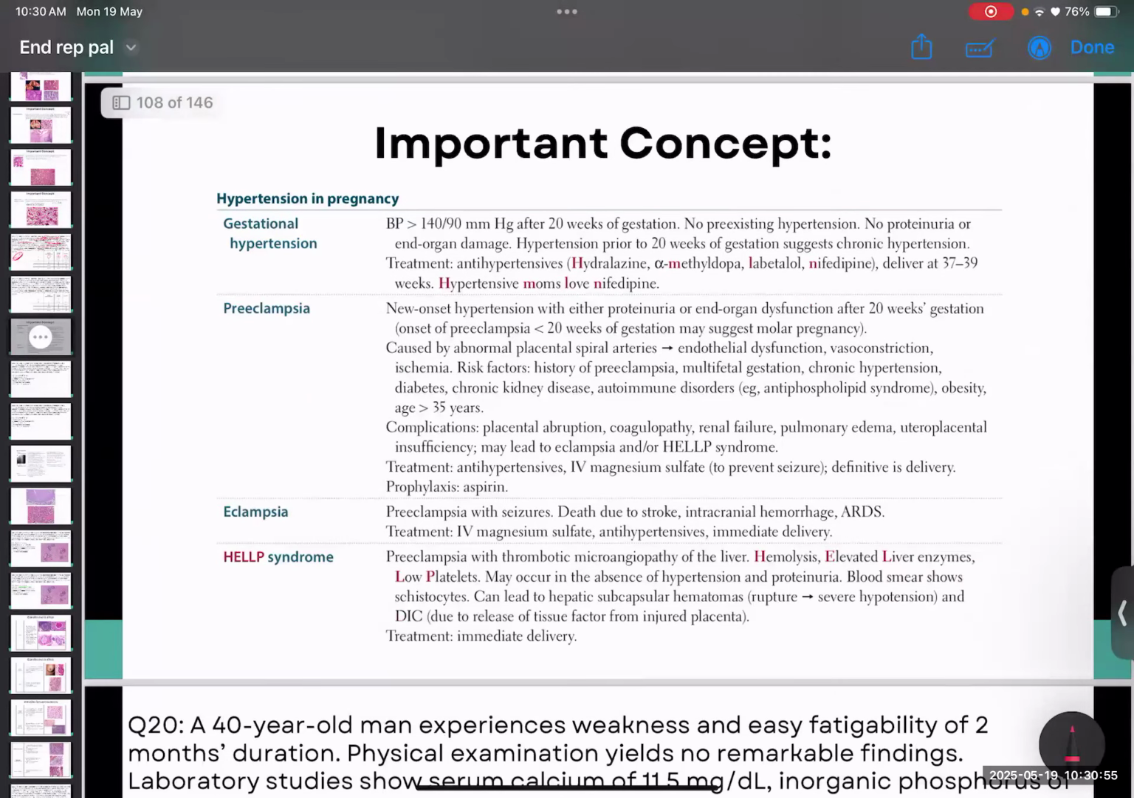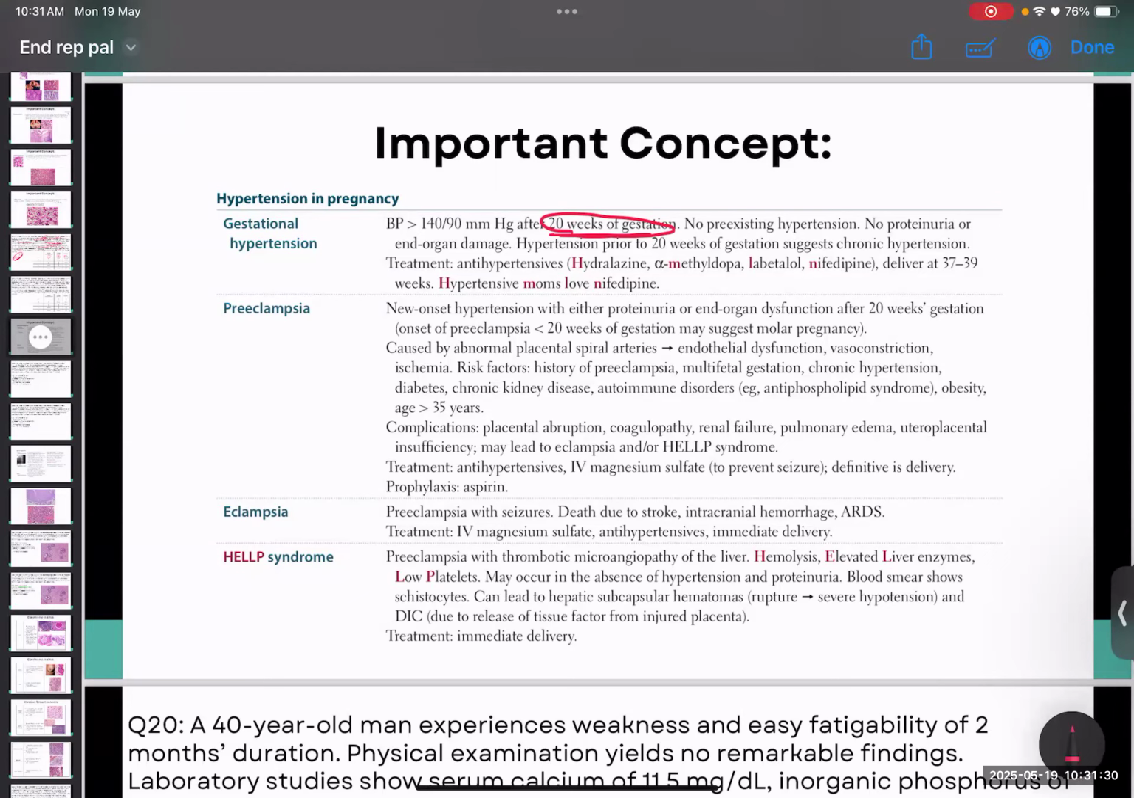And when we're talking about hypertension in pregnancy, we're talking about gestational hypertension. So this is basically just pure hypertension without proteinuria, without end organ damage. And this happens after 20 weeks of gestation. The reason why this cutoff is so important is because if it's before 20 weeks, then it probably means that the patient was already hypertensive and it was just found out during pregnancy. So gestational hypertension is usually after 20 weeks of gestation. And preeclampsia is basically hypertension with either proteinuria or end organ dysfunction after 20 weeks of gestation as well.